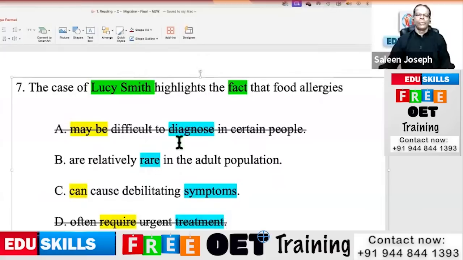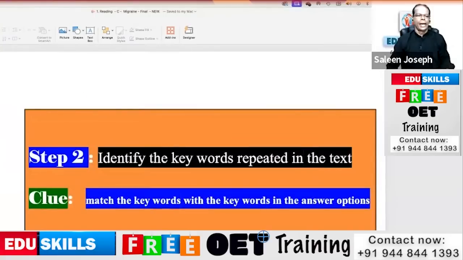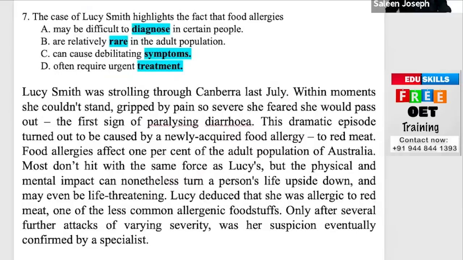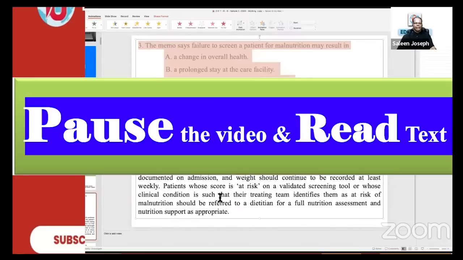If you differentiate the options that way, we have only two options left out: are relatively rare in the adult population, and can cause debilitating symptoms. Second step, identify the keywords repeated in the text and match them with the keywords in the answer options. So let's look into this one, read and follow.